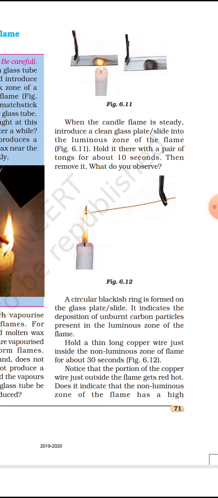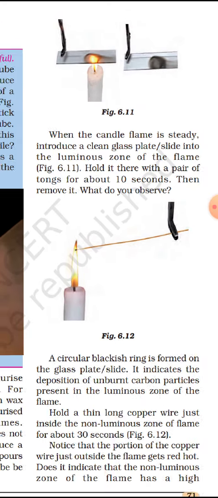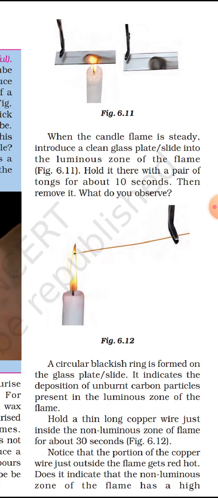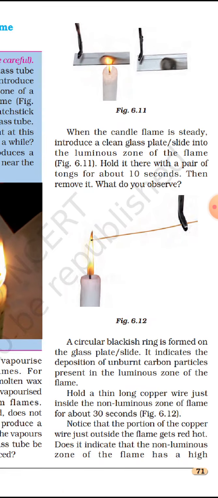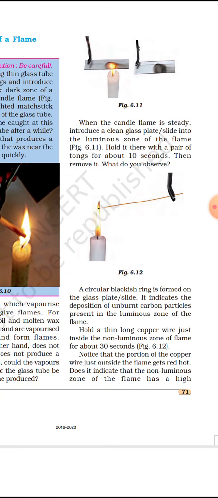What happens? We introduce a clean glass tube or a slide. You can see this. It looks like a slide, or we can introduce a glass tube also. The upper part forms a black color. Do you observe? It indicates the deposition of unburned carbon particles there. That is only that black color formation.